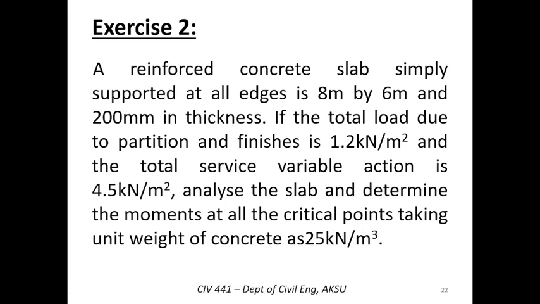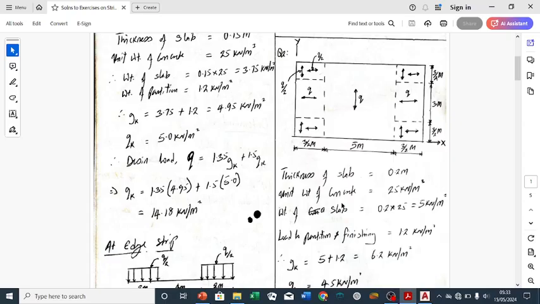So this is our exercise 2. Again, we are going to solve it. This is the solution for our exercise 2, for a rectangular slab. From the question, we were told that the slab is 8 meter by 6 meter. So the long span was 8 meter, the short span was 6 meter. First of all, we are going to dimension it into edge strip and middle strip.